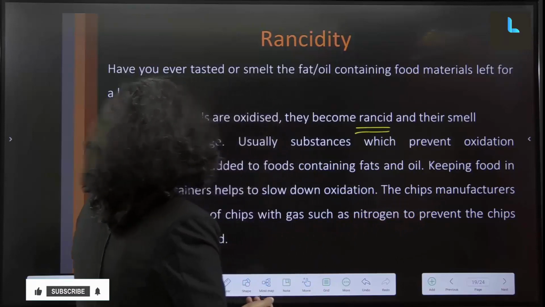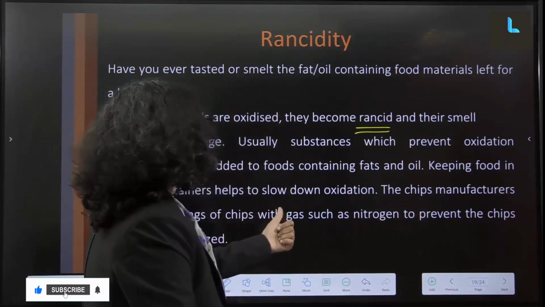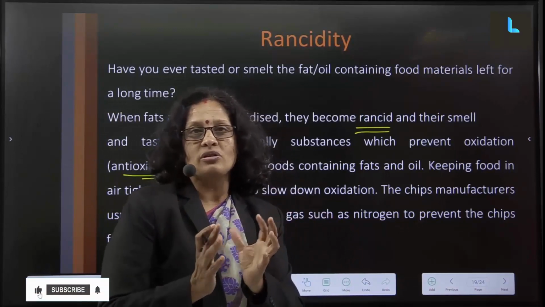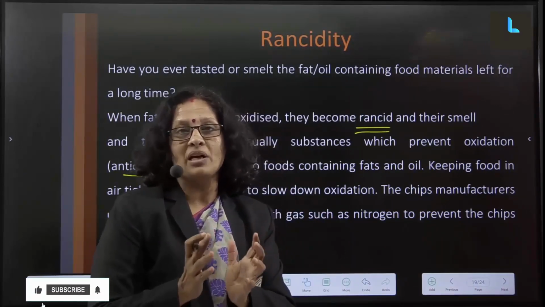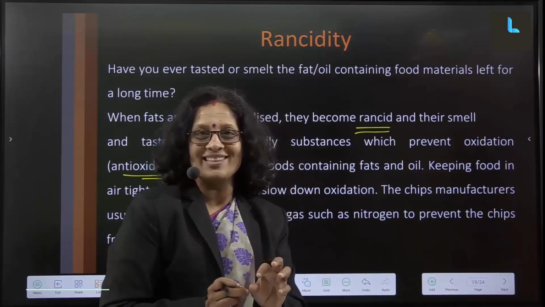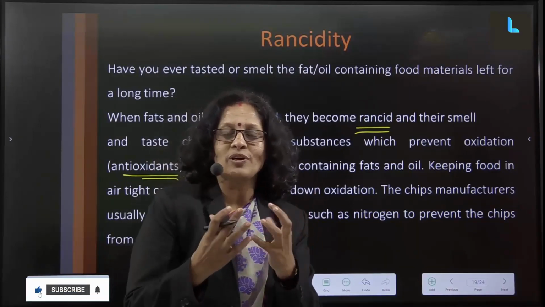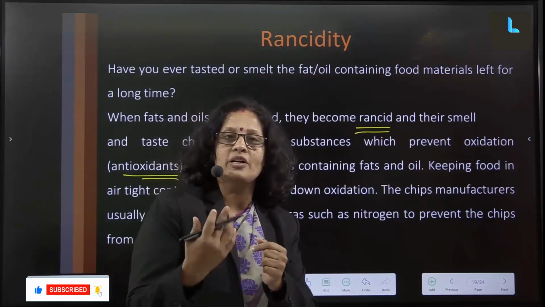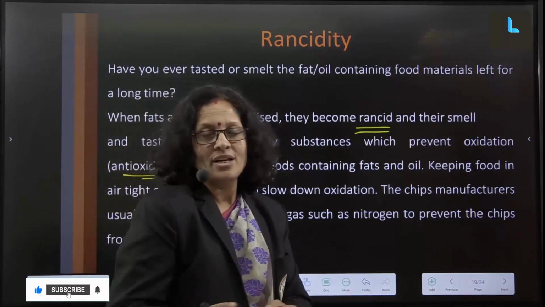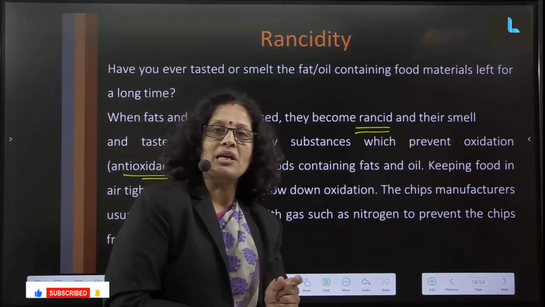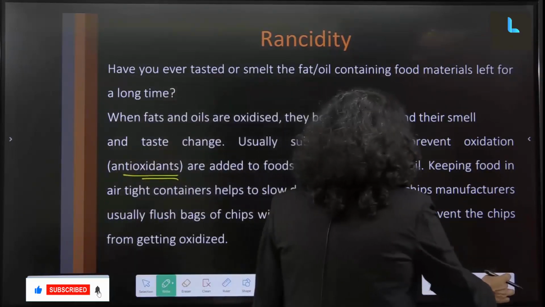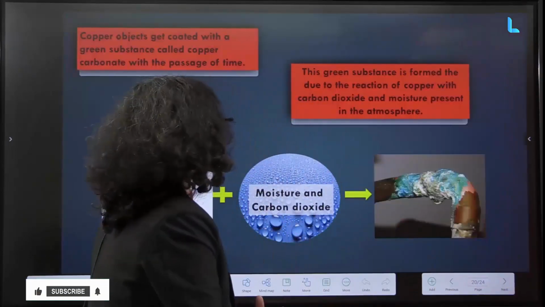So chip manufacturers usually flush bags of chips with gases such as nitrogen gas. All of you would have seen a bag that looks very big, and when you puncture or open it, there are very few chips inside. Why? Because it is kept in a nitrogen atmosphere, which prevents oxidation. When chips get oxidized, they start smelling and change color and appearance, and you will not eat them. Marketed value will be reduced.